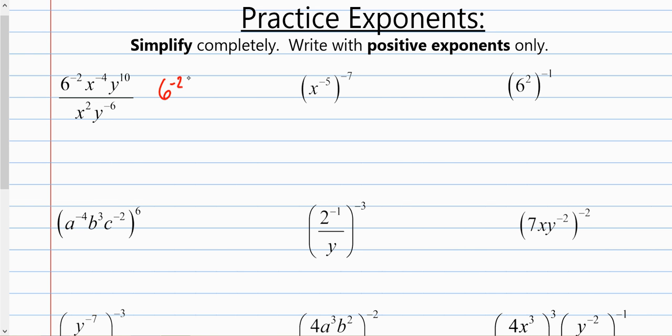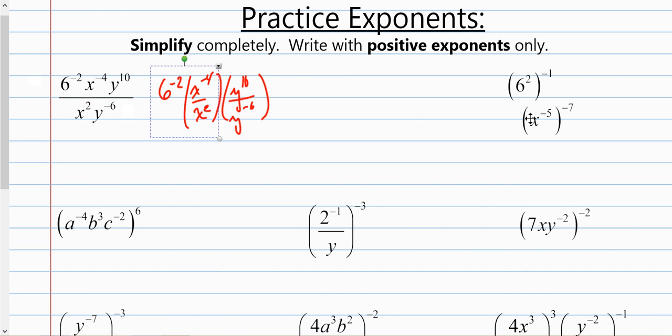So this would be 6 to the negative 2 times x to the negative 4 over x to the 2. And then I'm going to have a y to the 10th over y to the negative 6th. So I just gave myself a little bit more room to work with this. Make sure you give yourself plenty of room to work.